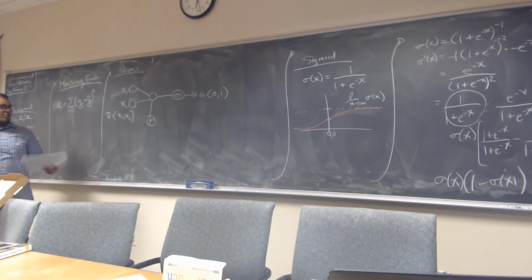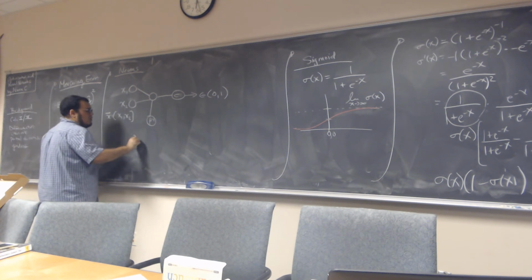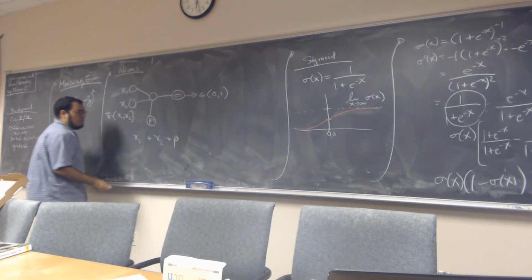I'm going to suggest a sum. Why don't we just sum them together, okay? So we can do x1 plus x2 plus beta, right?